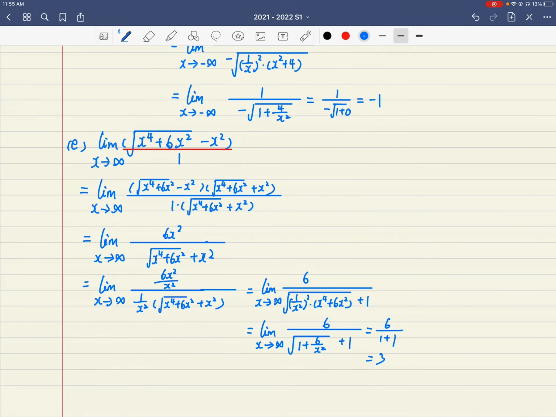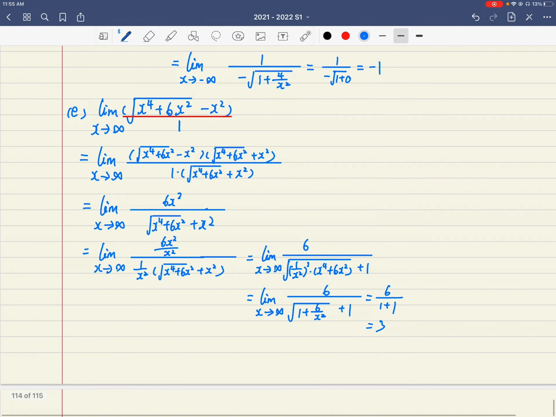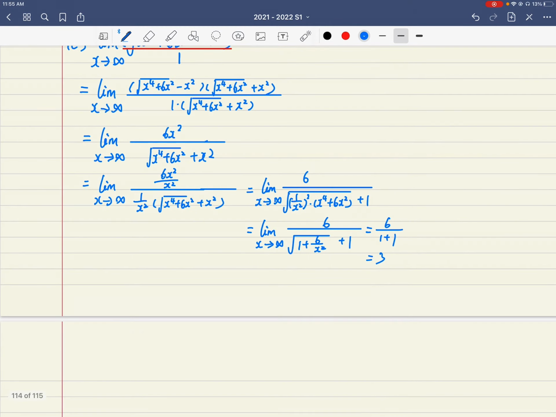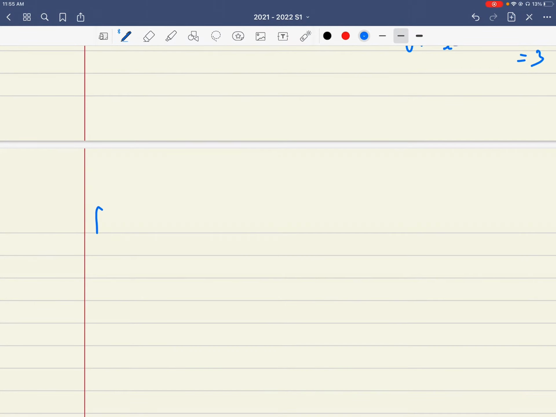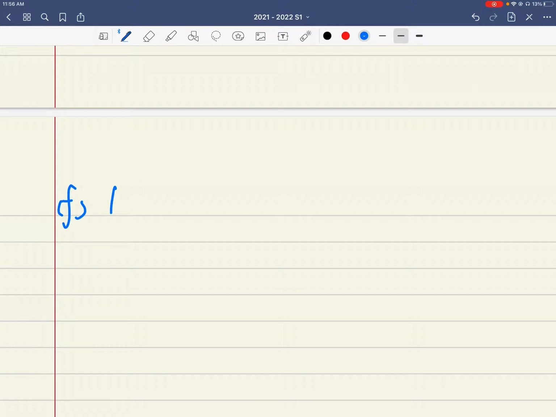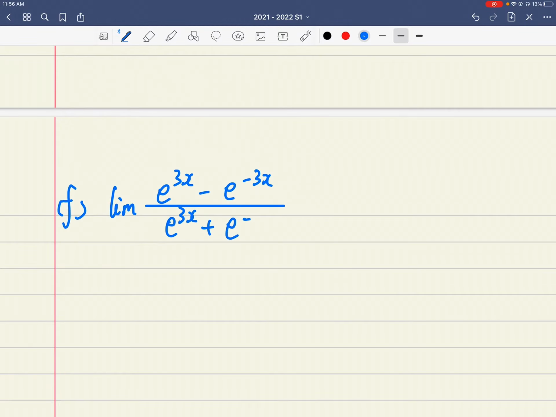Do you have any questions for this part? Right, let's quickly do the last two questions. F: the limit of e to the power of 3x minus e to the power of negative 3x, over e to the power of 3x plus e to the power of negative 3x, when x is approaching infinity.